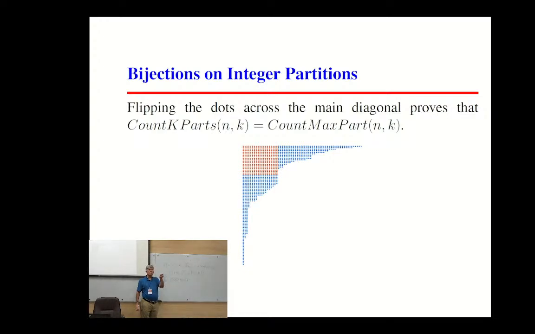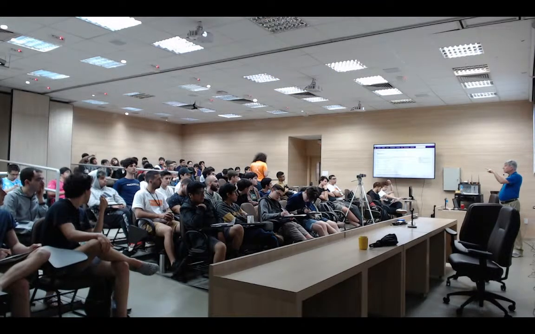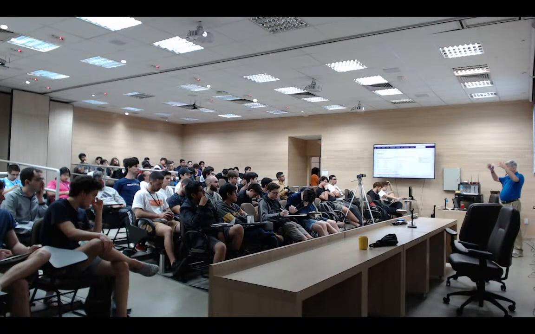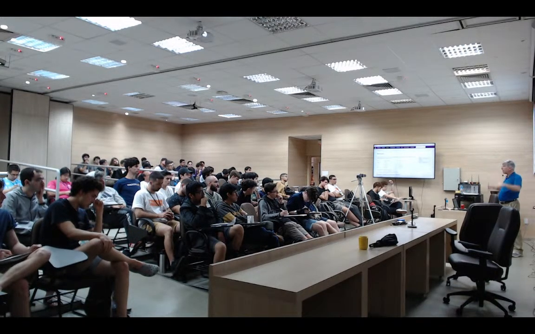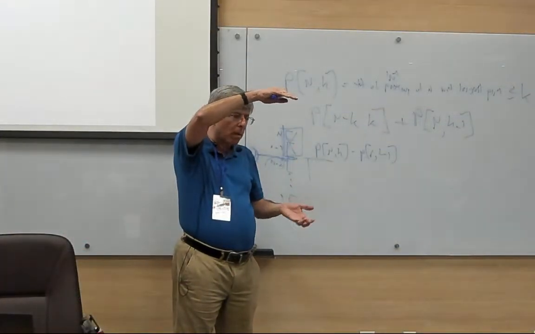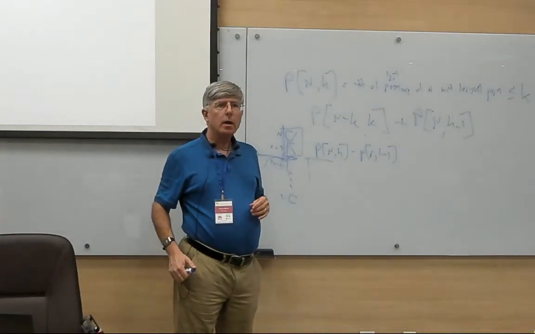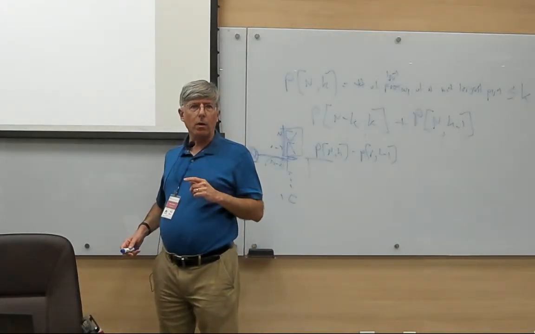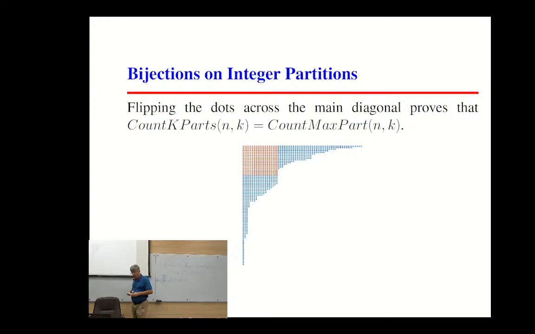How do they relate? You're saying they're the same thing. Why is the number of partitions with largest part at most k the same as the number of partitions with at most k parts? He's saying reflect this around the main diagonal. Does everybody see that if I took this... these people will probably get upset if I used a permanent marker on the screen, right?